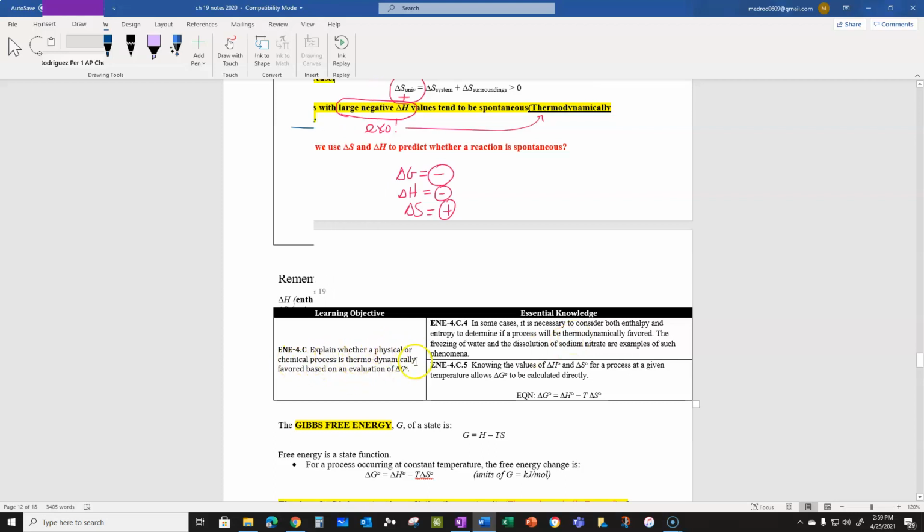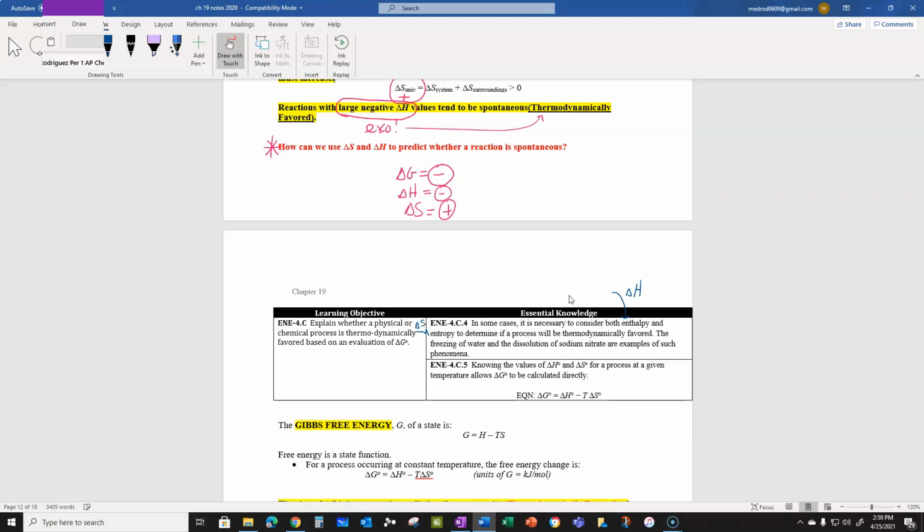Explain whether a physical or chemical process is thermodynamically favored based on that delta G. In some cases, it's necessary to consider both enthalpy and entropy. So when they're giving you data, if they mention those delta G's, delta H's, and delta S's, you have to use all three of them to prove that it is thermodynamically favored. These values should be exactly what they should be if it is going to be thermodynamically favored. Whatever the values may be, they just have to be negative or positive. This is the preferred thermodynamically favored.